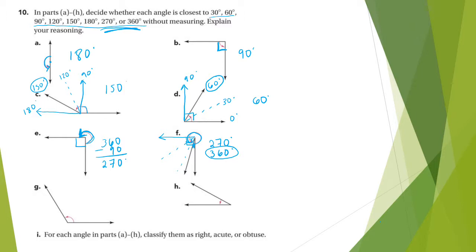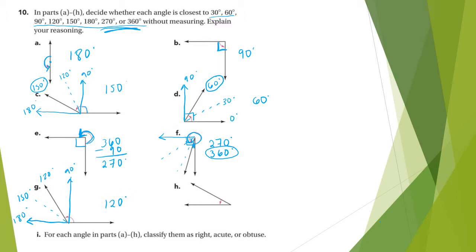Looking at G, I'm going to sketch in 180 degrees as well as 90 degrees like I've done previously. And then I'm going to look at this a little bit closer and think, well, this looks like maybe closer to 120 degrees than 150 degrees. So I'm going to make an estimate of 120 degrees.